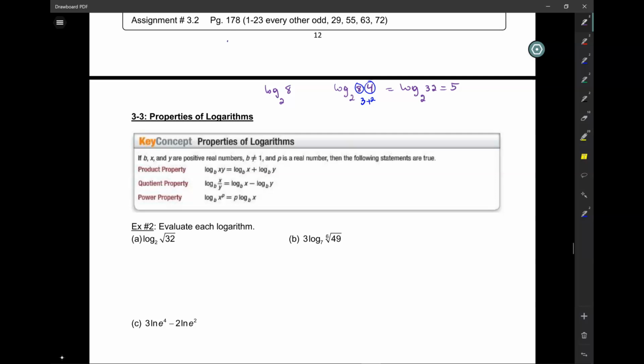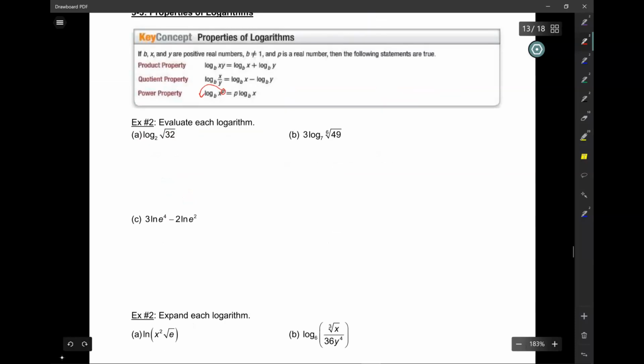Similarly, if I have to divide these, I have to subtract the exponents. And we've all seen this one, where if I have a power that comes down and it becomes a coefficient. So why don't we go ahead and evaluate these?